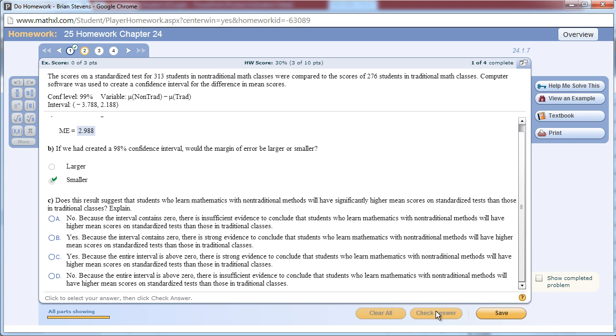Does this result suggest that students who learn mathematics in non-traditional classes score significantly differently? It's going to be no, because the interval contains 0.